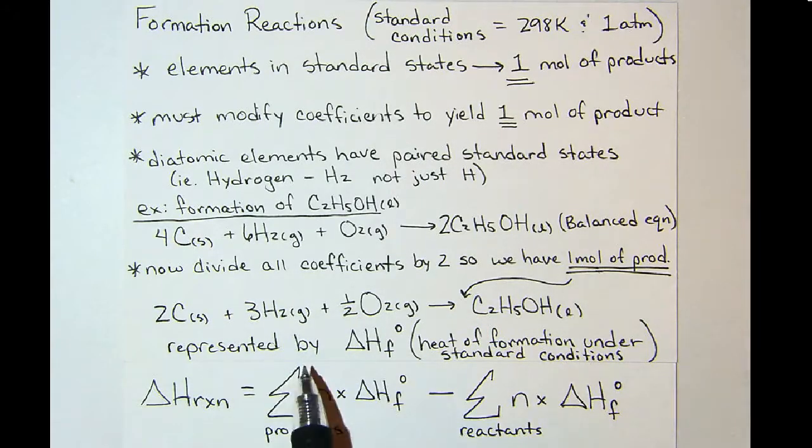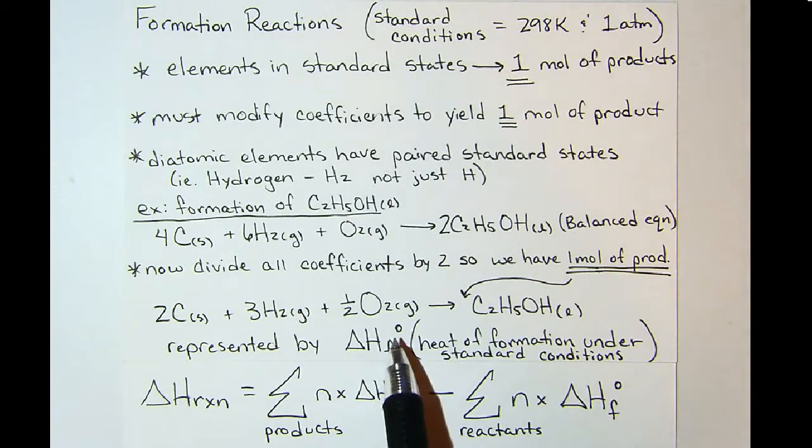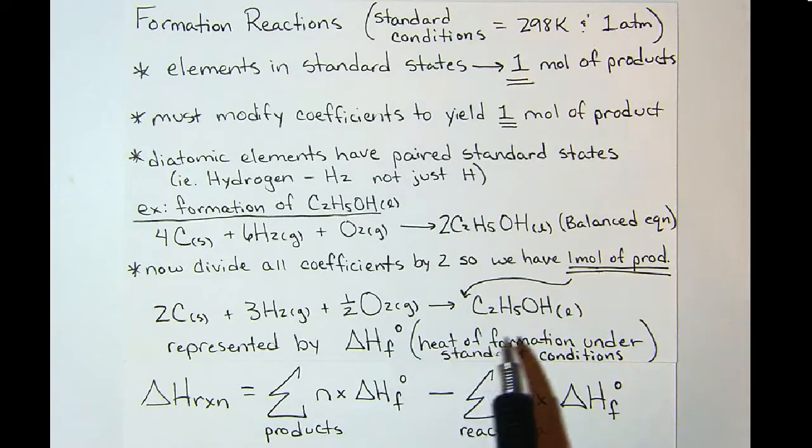And this is going to be represented by the delta HF, that's the enthalpy of formation at standard conditions, heat of formation under standard conditions. And you can get the delta H of a reaction if you are given a table of delta H formation values by taking the sum of the products minus the sum of the reactants, keeping in mind that you have to multiply the coefficient times the delta H of formation for each reactant and each product.